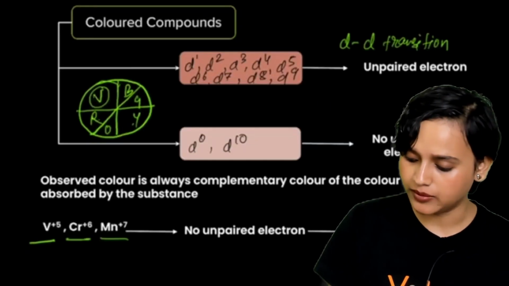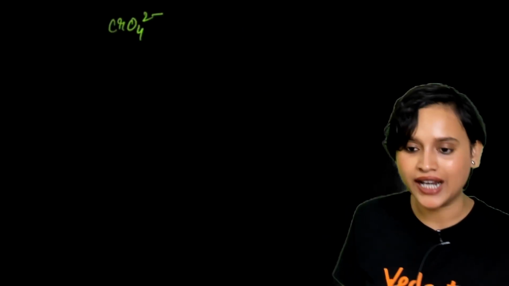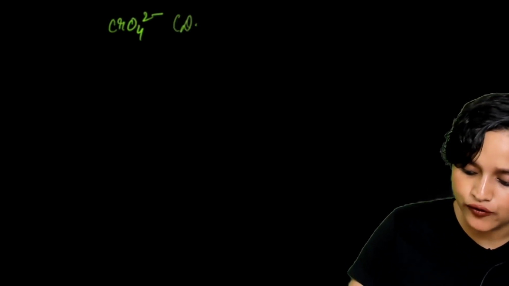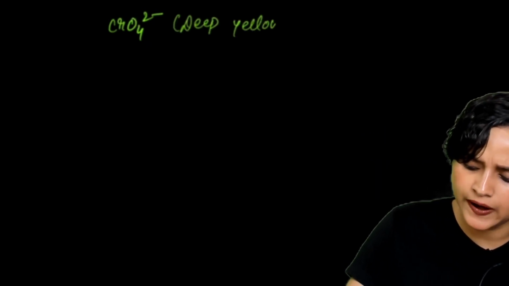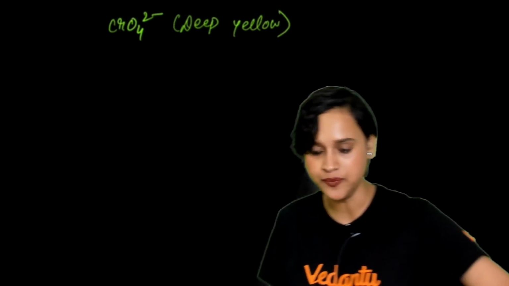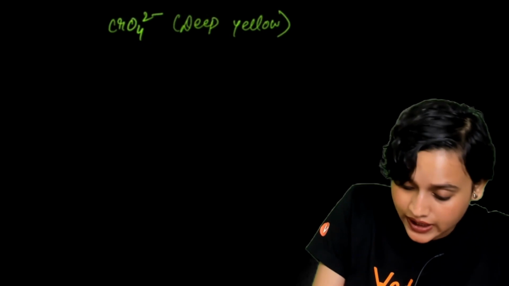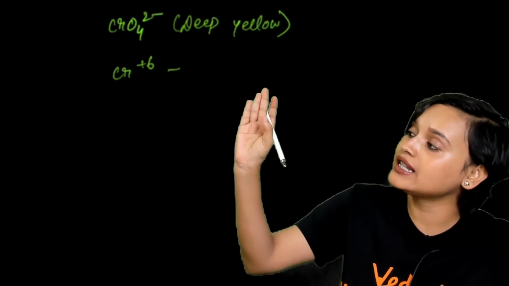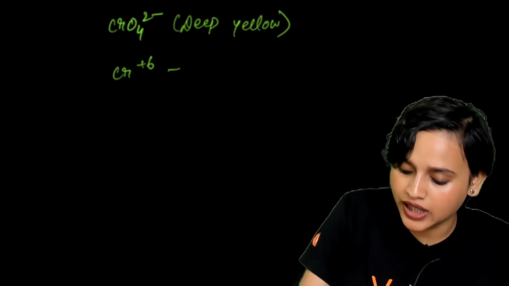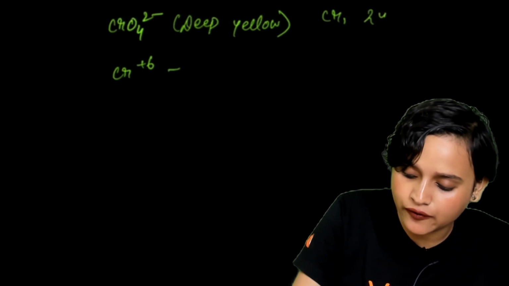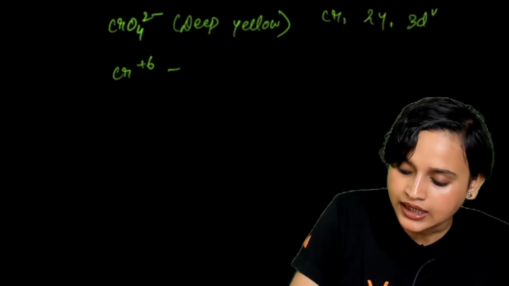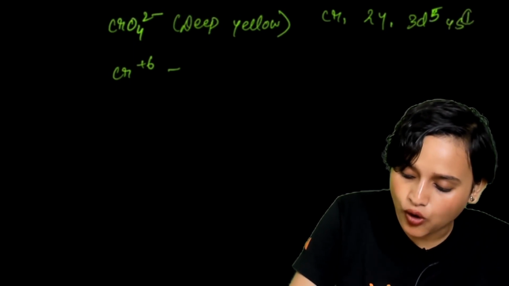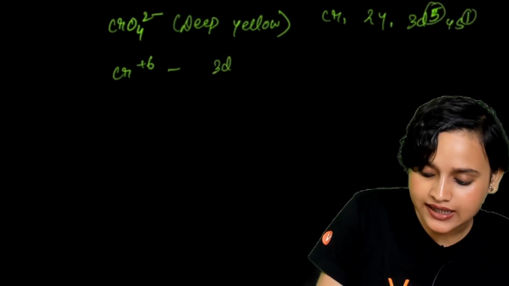For example, I was just talking about Cr, Cr6+. Let's draw for CrO4 2-. It is a deep yellow color, a very nice, amazing yellow color. If you calculate the oxidation state, you will find that Cr is in +6 state. Chromium has atomic number 24, so its configuration is 3d5 4s1. All 6 electrons are gone, which means it is at 3d0.